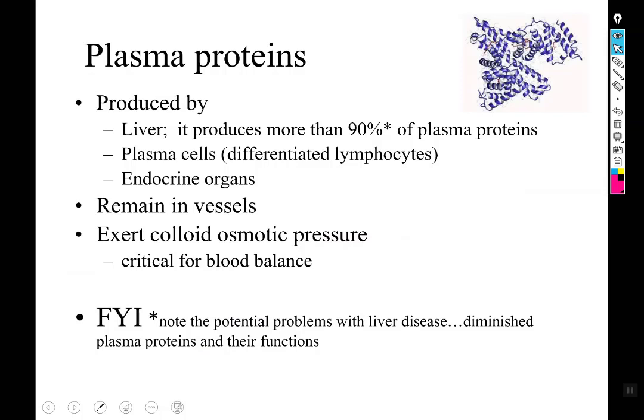So plasma proteins remain in vessels, which is just another way of saying plasma does leak out of your continuous capillaries with pressure in the capillary bed. That forms the interstitial fluid, but the plasma proteins are supposed to stay in the plasma. They're supposed to be too big to get out. If you end up seeing plasma proteins escaping, that's indicative of some kind of compromise in capillary integrity, which of course is not ideal.